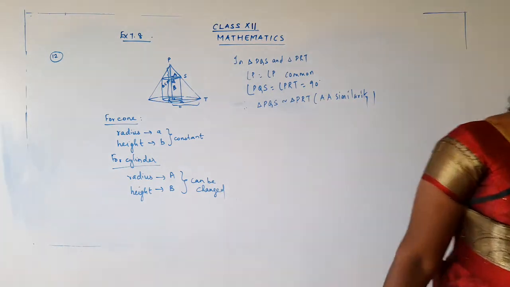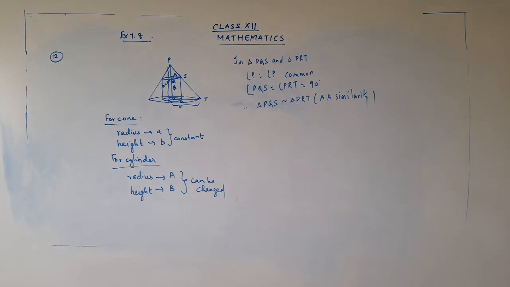In triangle PQS and triangle PRT, we have angle P is equal to angle P, which is common. Then angle PQS is equal to angle PRT, is equal to 90 degrees. So I have two conditions on angles, so I'll say that the triangles are similar using AA similarity.